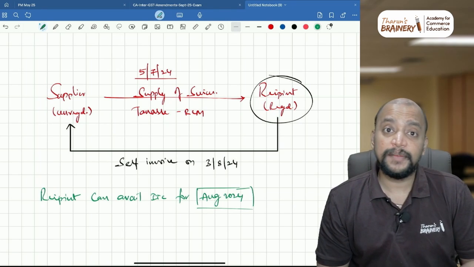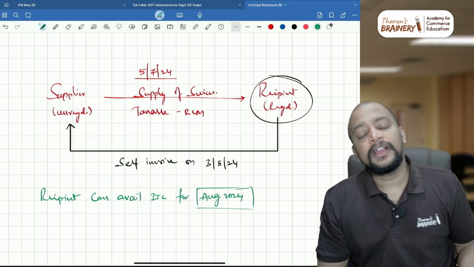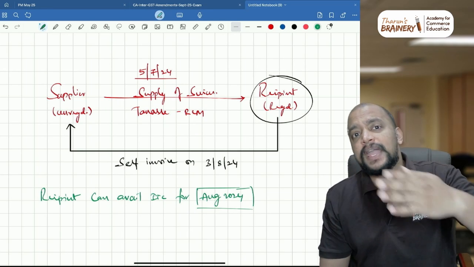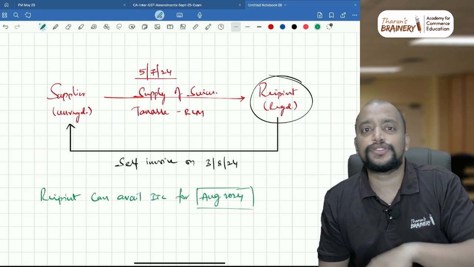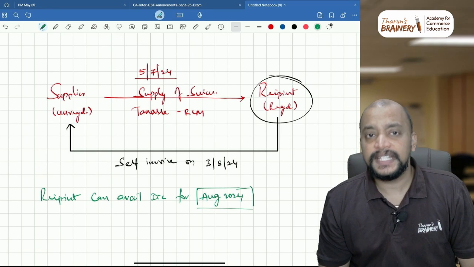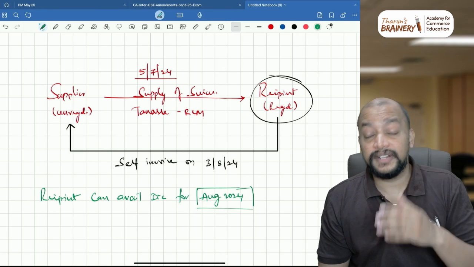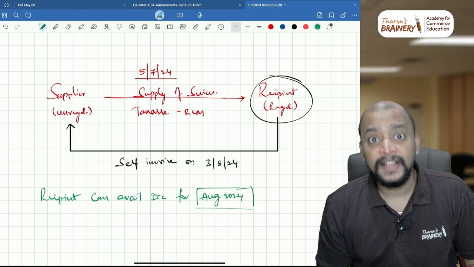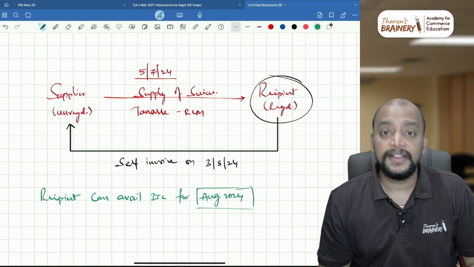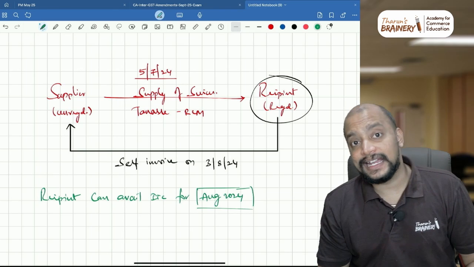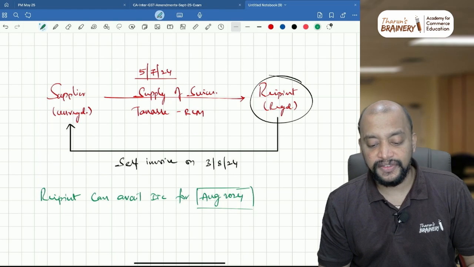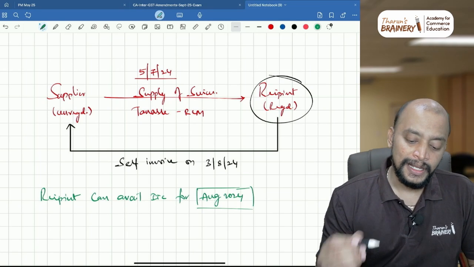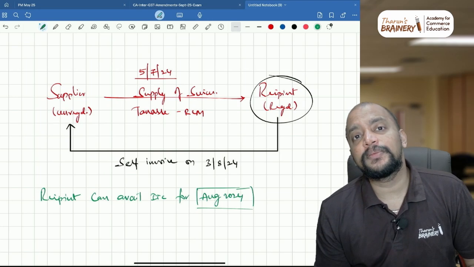Sir, this was the amendment for the May exam itself. What we usually do is that whenever the payment is made under RCM, in that month only we used to take the ITC. Whenever the recipient is paying tax to the supplier, in that month itself they used to take the ITC. But now they are telling that based on the invoice they can take ITC. So the recipient can avail ITC for August 2024. Clear?